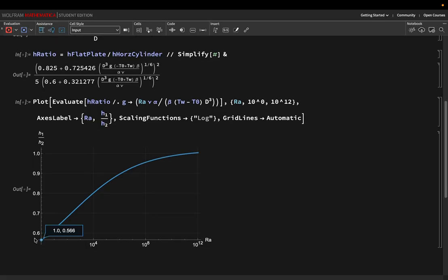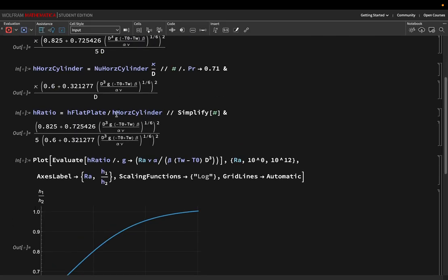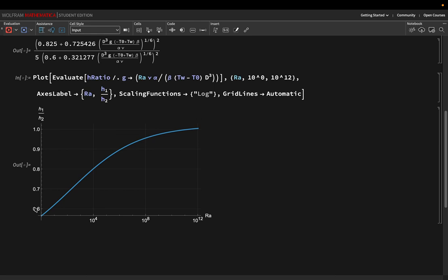What happens is that when you have very low Rayleigh numbers, the ratio H1 by H2, which is basically vertical to horizontal, is less than 1. But as the Rayleigh number increases, it becomes close to 1. So for low Rayleigh numbers, which is usually the scenario in your refrigerator, H1 by H2 is less than 1, meaning the heat transfer coefficient in the vertical scenario is less than in the horizontal scenario. In other words, keeping the bottle horizontal will give you faster cooling compared to keeping it vertical for lower Rayleigh numbers. But as the Rayleigh number increases, or in other words, if the temperature of the water in your bottle is higher, there is not much difference between keeping it vertical or horizontal.